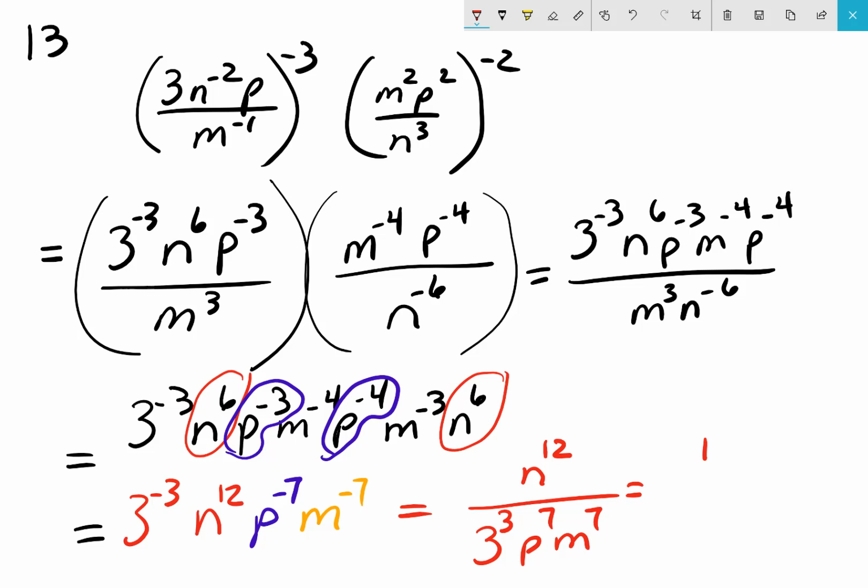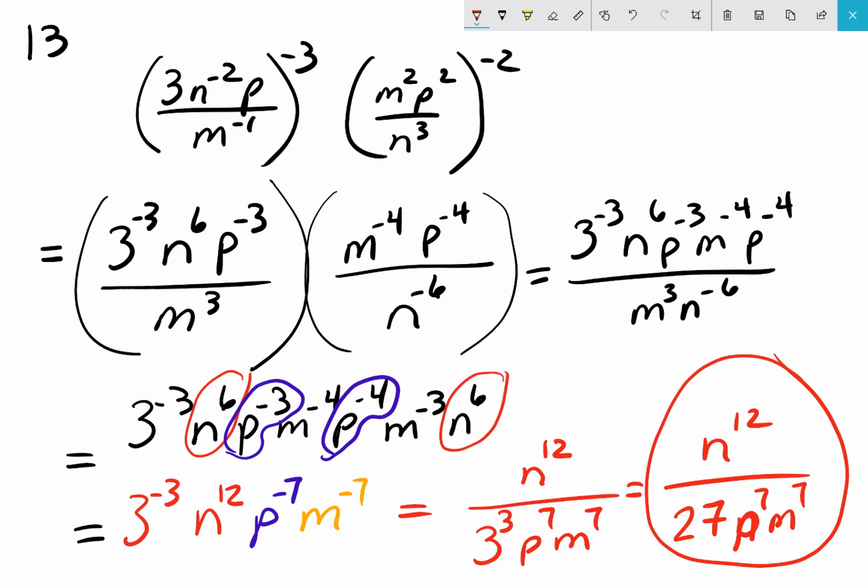And now the only thing left to do is to raise that 3 to the 3rd power. 3 to the 3rd is 3 times 3 times 3, which is 27. And that's p to the 7th, m to the 7th. And that's all you can do. That's it. That's the final answer.